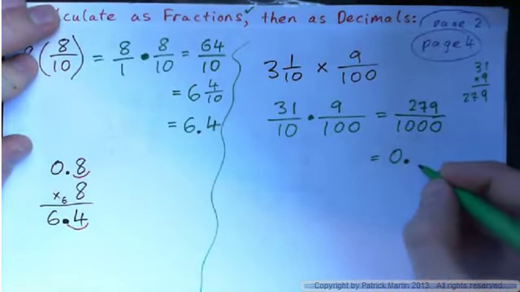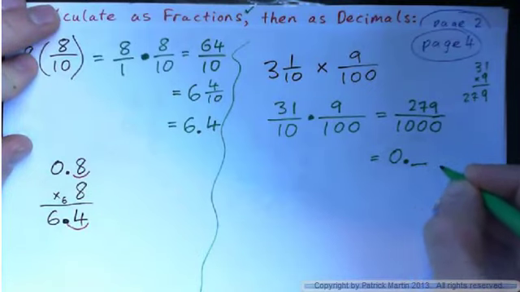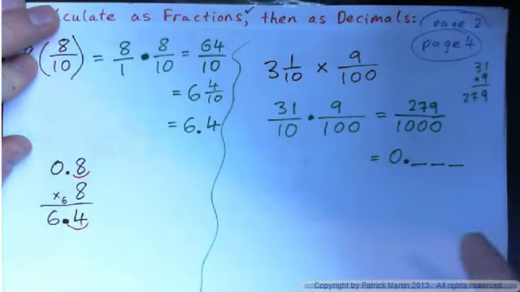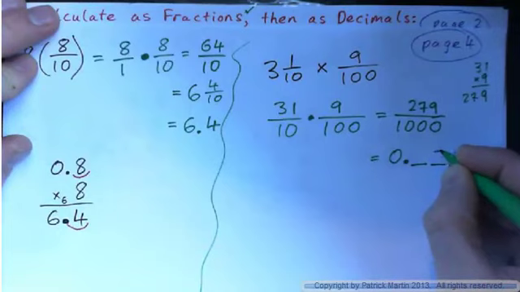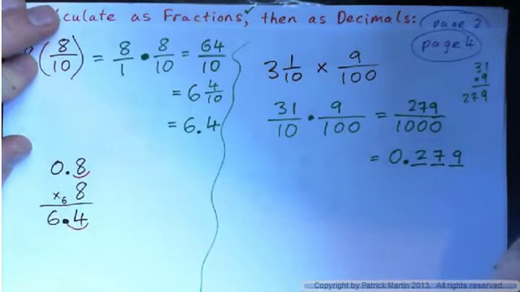Now say it, say this. Tenths, what comes after tenths? Hundredths, right? What comes after hundredths? Thousandths. Like tens, hundreds, thousands, right? How many of them? 279. So the 9 goes there, 7 goes there, 2 goes there, right? So the answer is 0.279.